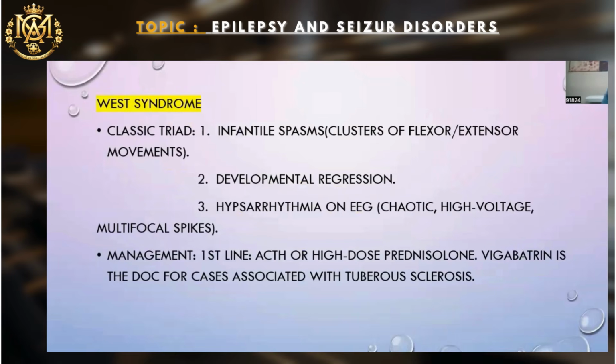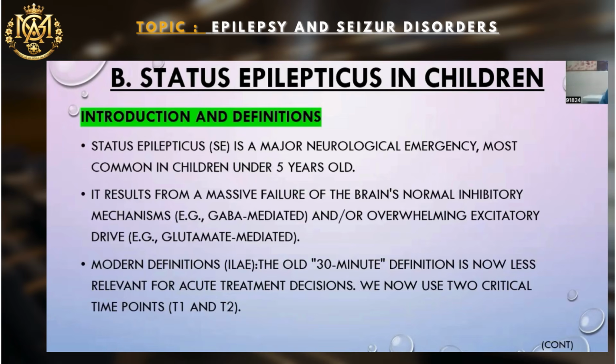Now, what is West syndrome? It's a very particular thing, like a slam. You can see in this slam spell, like flexing the neck at intervals. So what is the classical triad of this? Infantile spasm is a cluster of flexor and extensor movements.